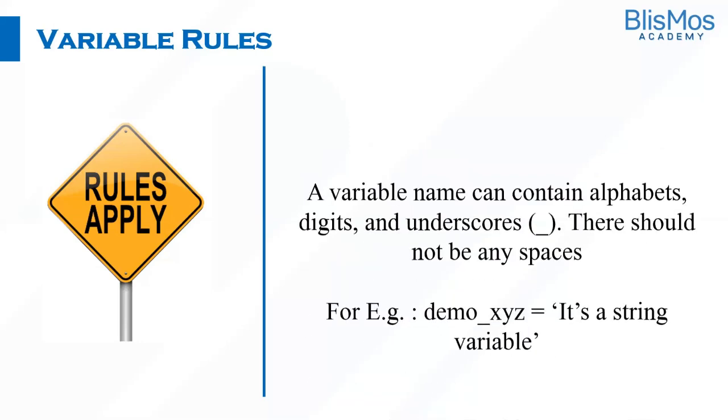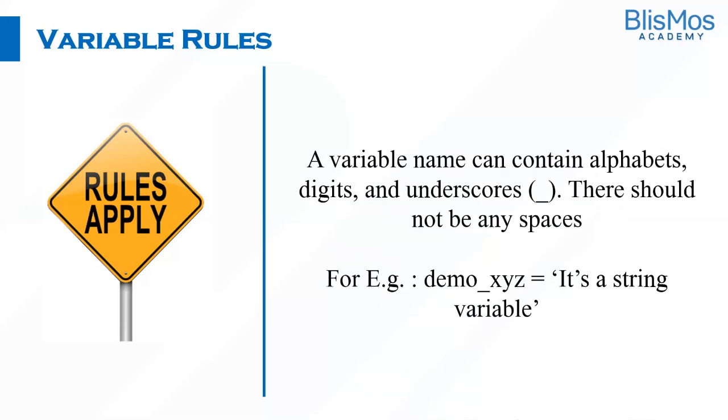The next one is variable name can contain alphabets, digits, and underscores. There should not be any spaces. It is an extension of the first rule. There should not be any spaces. For example, now we have a demo underscore xyz. Now we cannot say demo then underscore xyz then this one. This is wrong. We cannot have spaces.